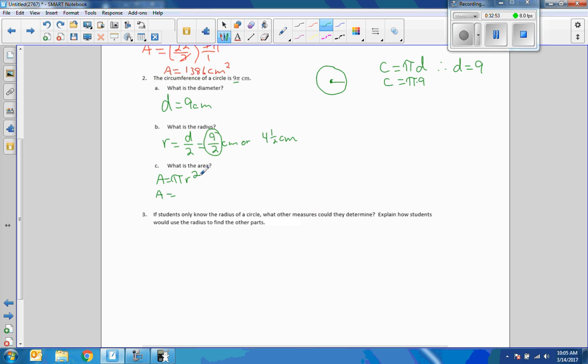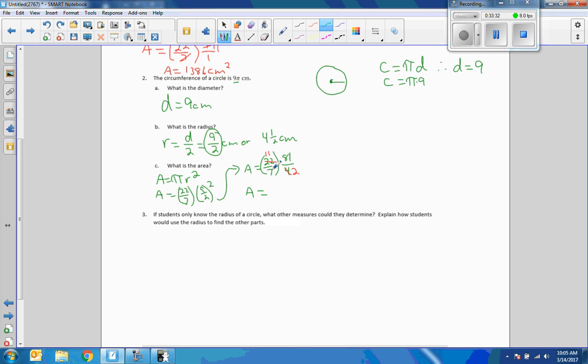Since it's a fraction, I suppose we could use a fraction representation of pi. So I'm going to use 22/7 times 9 halves squared. Okay, so the area is going to equal 22/7. 9 squared is 81. 2 squared is 4. 4 will reduce to 2. 22 will reduce to 11. 7 will not go into 81 evenly, so we just need to multiply now.